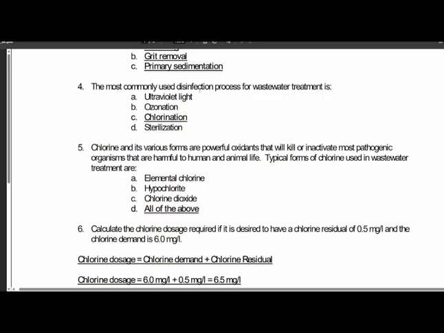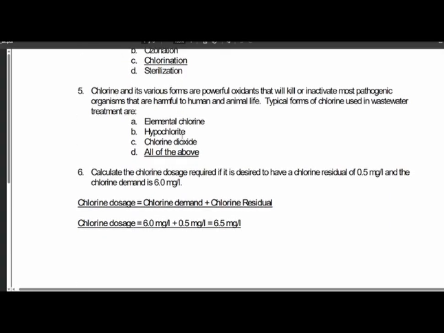The most commonly used disinfection process for wastewater treatment is chlorinization. Chlorine, in its various forms, are powerful oxidants that will kill or inactivate most pathogenic organisms that are harmful to human and animal life. The typical forms of chlorine used in wastewater treatment are elemental chlorine, hypochlorite, and chlorine dioxide.